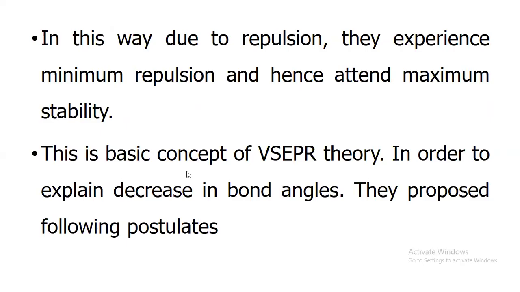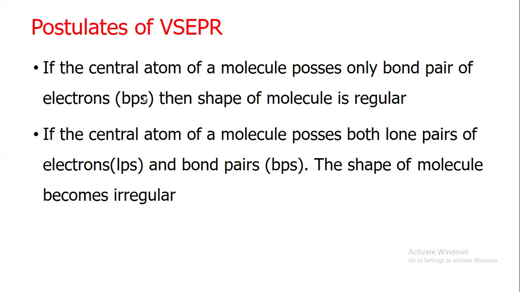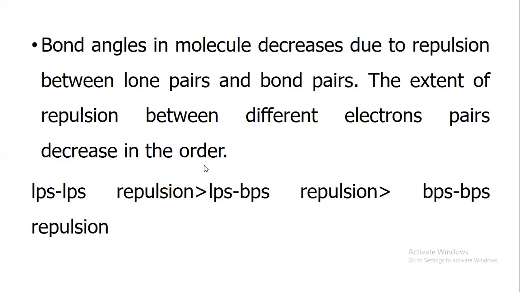In order to explain the decrease in bond angles, they proposed the following postulates. Postulates of valence shell electron pair repulsion theory: if the central atom of the molecule possesses only bond pairs of electrons, then the shape of the molecule is regular. If the central atom of the molecule possesses both lone pairs of electrons and bond pairs, the shape of the molecule becomes irregular. Bond angles in the molecule decrease due to repulsion between lone pairs and bond pairs.